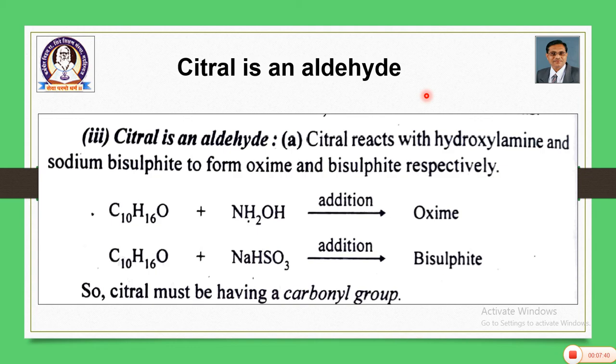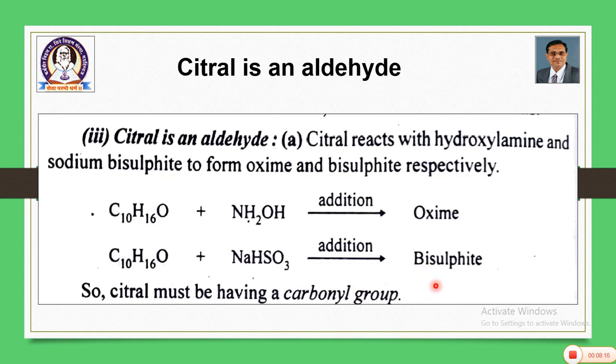So, initially you have to confirm the presence of a carbonyl group, and then in the carbonyl we have to investigate whether it is aldehydic or ketonic. So, for getting an idea related to the carbonyl group, these 2 tests are carried out. Citral reacts with hydroxylamine and sodium bisulfite to form oxime and bisulfite addition product respectively. This is an important reaction of carbonyl groups. All carbonyl groups like aldehyde and ketone undergo reaction with hydroxylamine to form oxime and with sodium bisulfite to form the addition product.